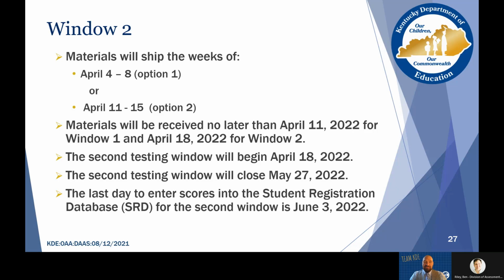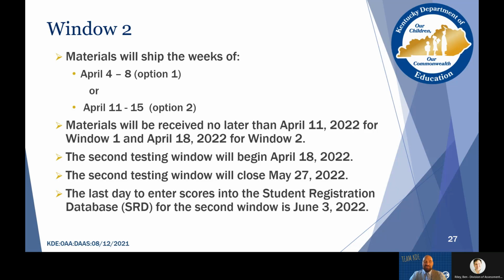For the Window 2 administration, materials will ship the weeks of April 4th through the 8th if you select option 1, or April 11th through 15th if you select option 2. Materials will be received no later than April 11th, 2022 for Window 1 and April 18th, 2022 for Window 2. The second testing window will begin April 18th, 2022. The SRD will also open April 18th for Window 2 score entry. The second testing window will close May 27th, 2022. Remember, districts reserve the right to conclude testing before May 27th, 2022 if they choose to.